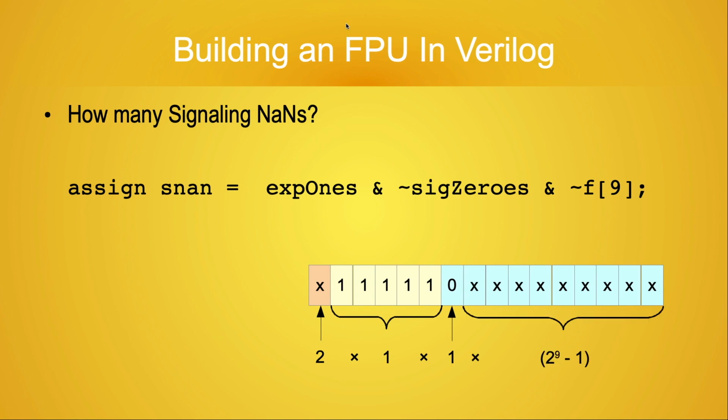Instead of being able to hold 2 to the 9th power different values, bits 0 through 8 can only hold 2 to the 9th power minus 1 different values. The number of possible signaling NaNs is 2 to the 10th power minus 2, or 1022. Let's think about this for a moment. Where did the other two values go? Those missing values are the positive and negative infinity values.